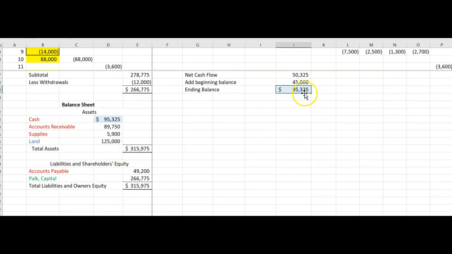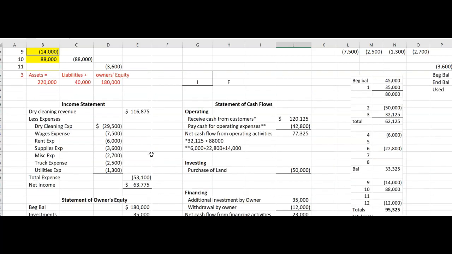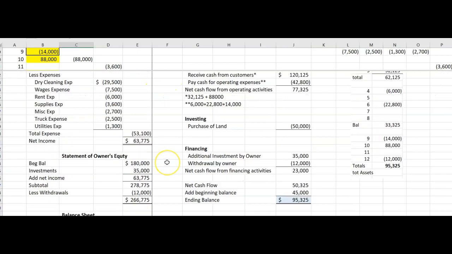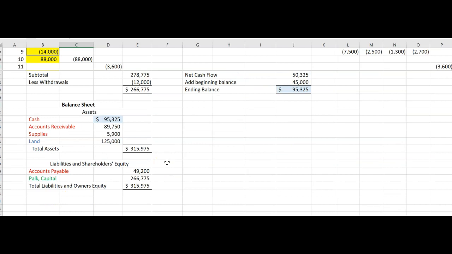Once this is done, you can do a balance sheet and it all fits together. The $95,325 goes here in cash, plus accounts receivable, supplies, and land. That's my total assets, and it should tie out to be exactly what this is here. Then for liabilities, we've got accounts payable of $49,200 and the capital account of $266,775.